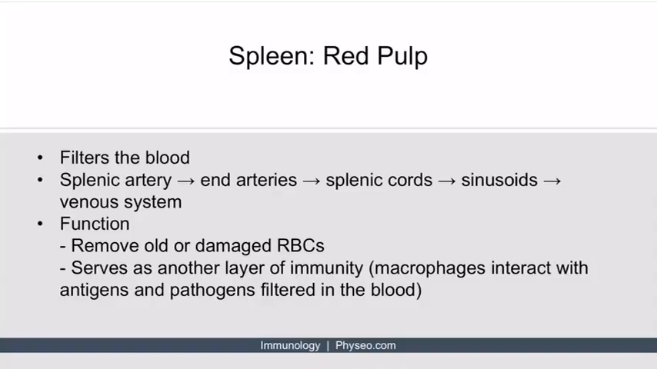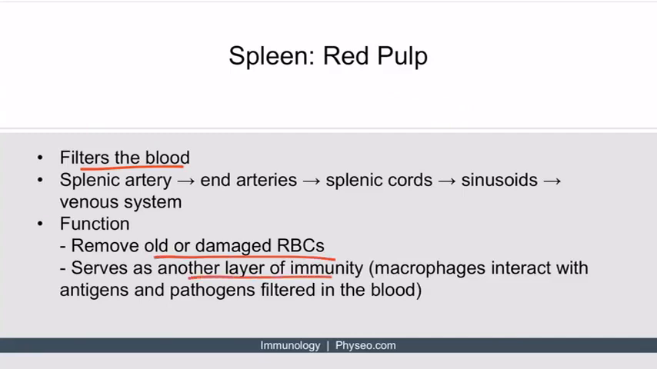So to review, the red pulp filters the blood. Blood travels from the splenic artery to the end arteries into the splenic cords, then the sinusoids, and finally back into the venous system. This is important because it's a way to remove old or damaged red blood cells, and it serves as another layer of immunity. All right, that's all for red pulp.